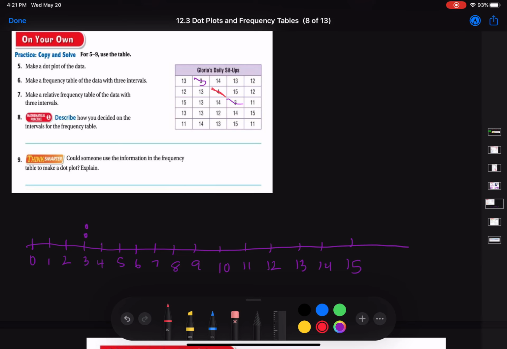I hate looking through these because sometimes it's easy to miss. I see only 1 four, so I'm going to put 1 dot above 4. Okay, and then I'm going to switch to another color. Let's try 5. Do we have any 5s? Does not look like we have any 5s. What about 6s? Do we have any 6s?